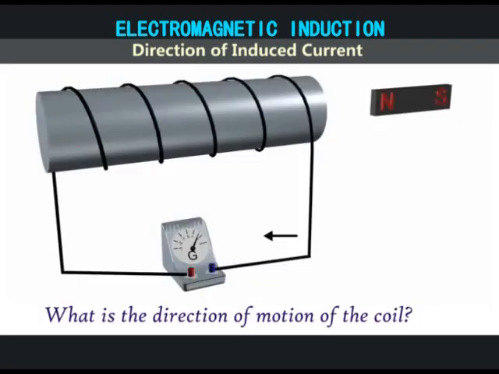On your screen is a solenoid coil connected to a galvanometer. Movement of the solenoid causes the galvanometer to deflect towards the right. What direction is the solenoid moving? Note that the galvanometer needle tips towards the incoming current. Pause the video and think it over.